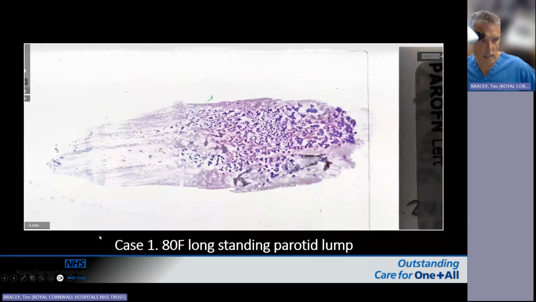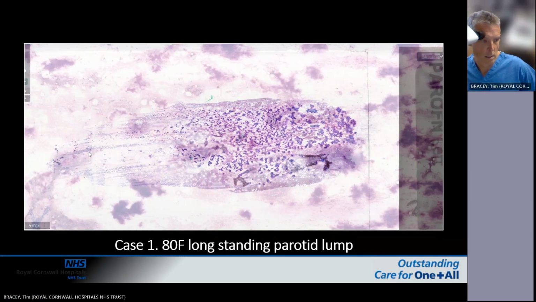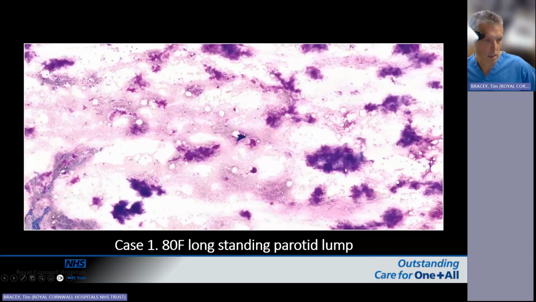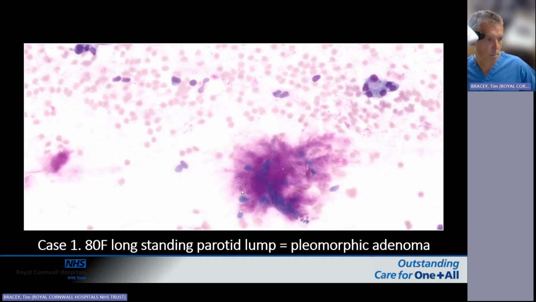So the first case I'm showing you is quite a nice example of a beautifully smeared FNA slide from a long-standing parotid lump in an elderly lady. So zooming in, we've got this metachromatic or purplish coloured stromal material, which is fibrillary in its appearance. And then you can see perhaps some ductal cells down here and some blue cells scattered around, both within the stromal material and surrounding between the stromal clusters.